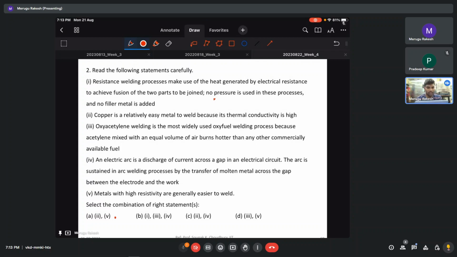Copper is relatively easy to weld because its thermal conductivity is high. No, it does not depend on thermal conductivity. So the second option is also wrong. If the first option is wrong and the second option is wrong, that leaves me the only option, D, which is correct.